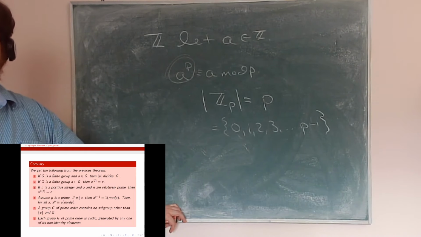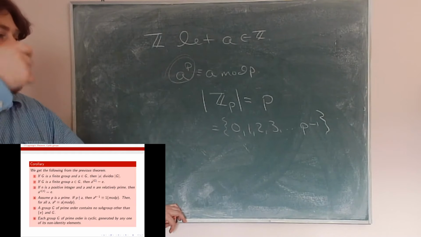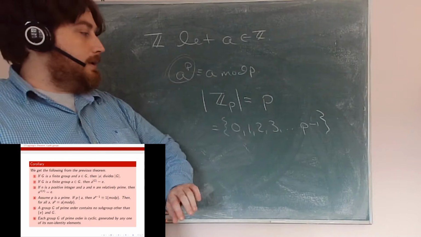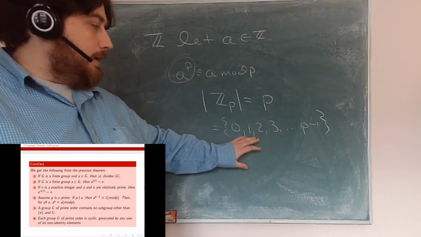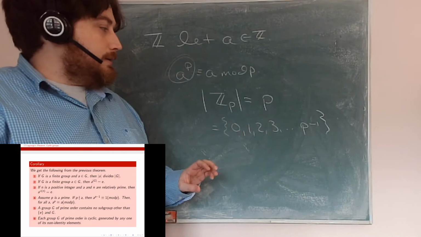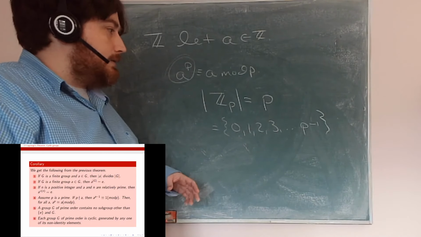Is that okay with you? Does that make sense? All right. Now, if I have Z sub P, the cardinality is P. Therefore, if I look at it with respect to addition, this is a group, and therefore P times any of these elements is going to be 0. So if I multiply any of these things by P, I know I'm going to get out 0.